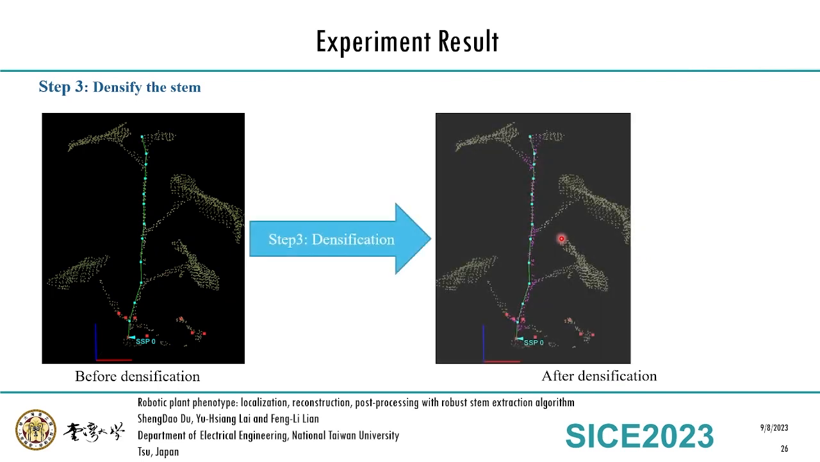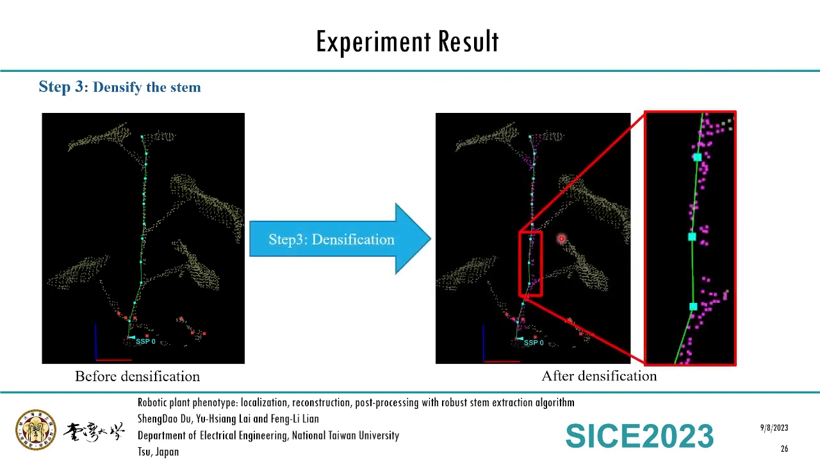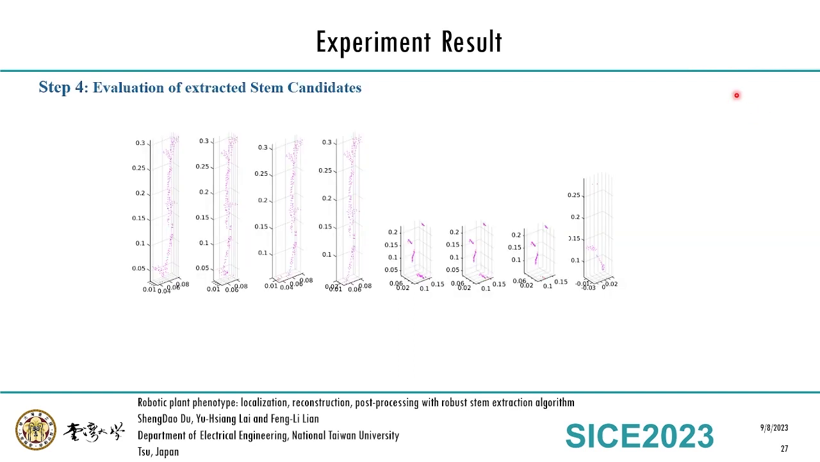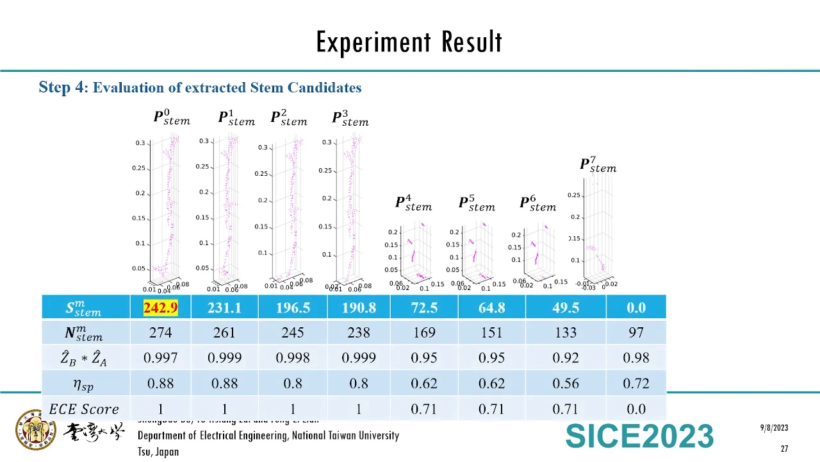In step 3, the stem has been densified. The magenta points are the densified cloud. In step 4, we do the evaluation of the extracted stem candidates. In this case, we got 8 candidates, and the scores are shown in this table. The first stem has a score of about 240, which is the best and is selected as the final stem.